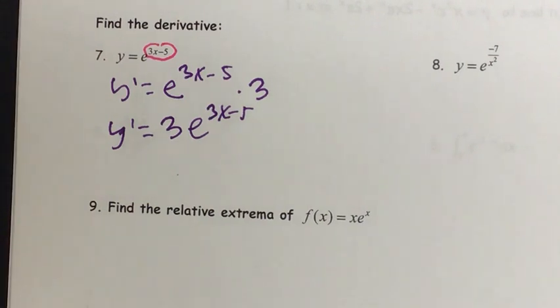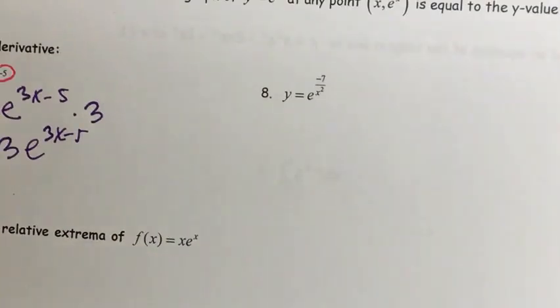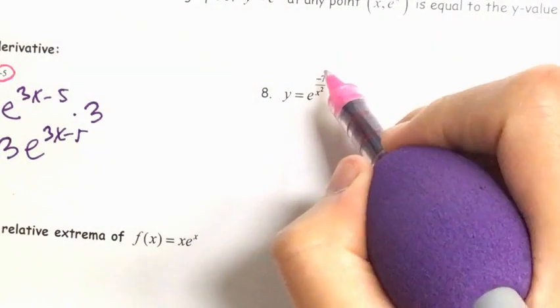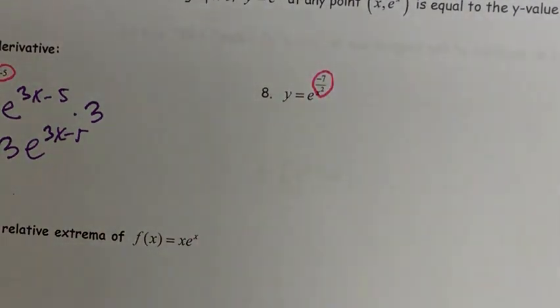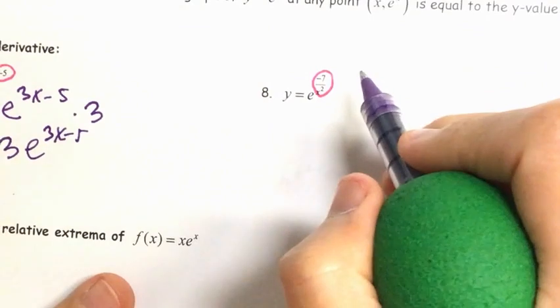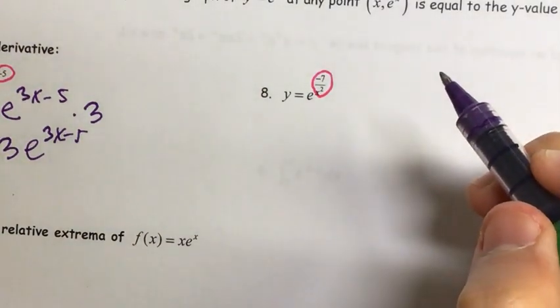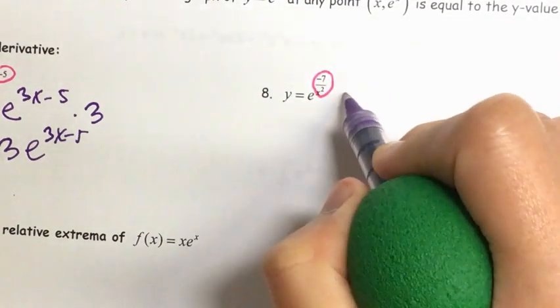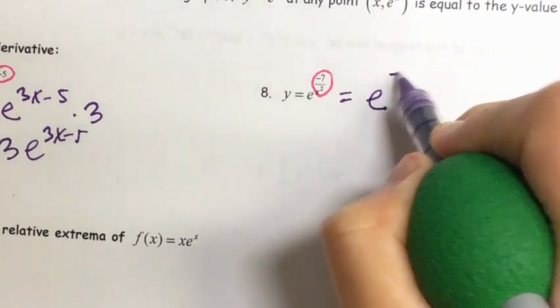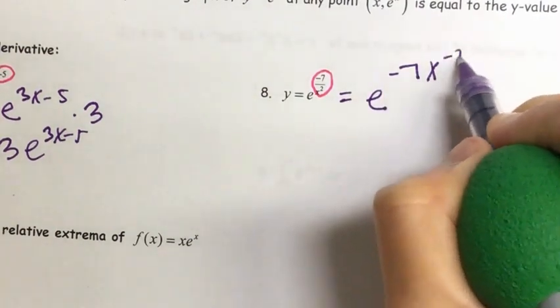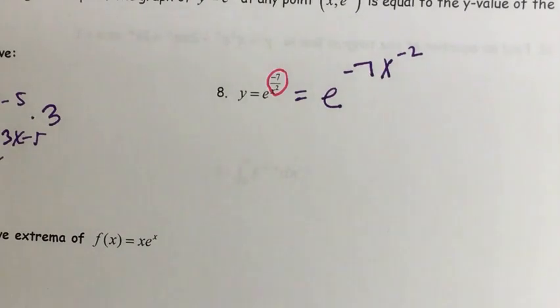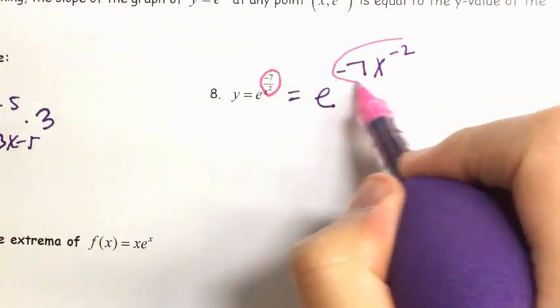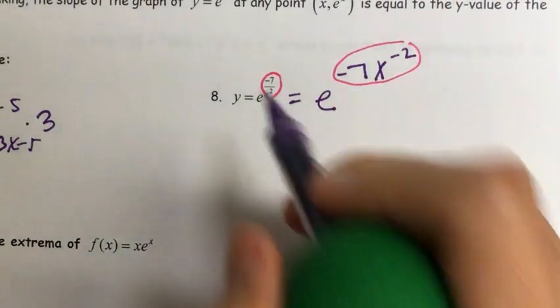So now let's go on to number 8. Looking at the power, what do I not like about the format of the power? It's got x on the bottom and it's a fraction. So let's go ahead and make it non-fraction. So we have e to the power of negative 7, x to the negative 2 power. Now circle your power. And let's derive.